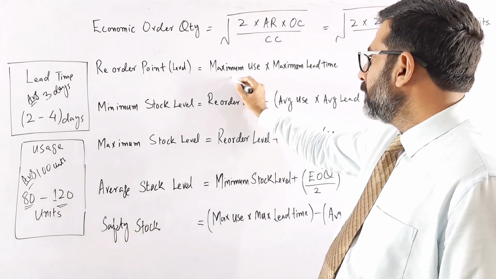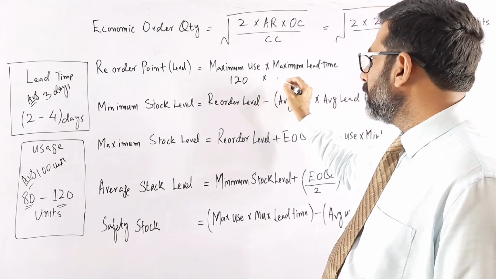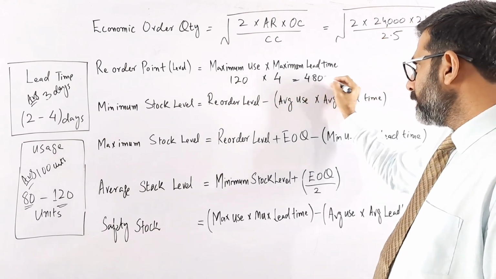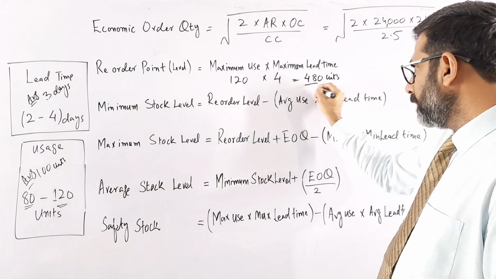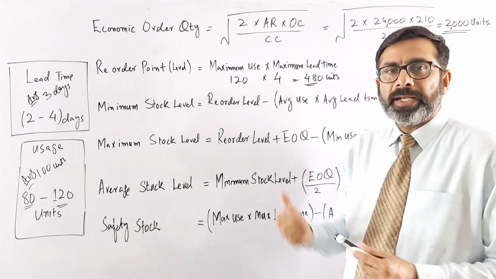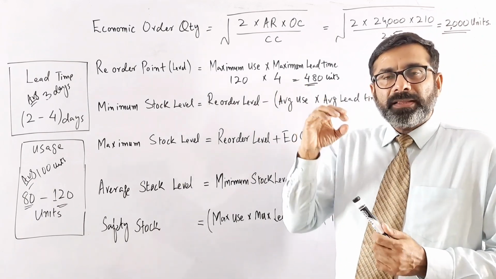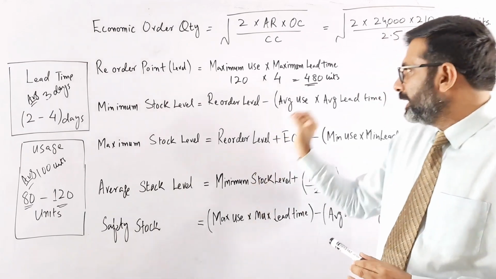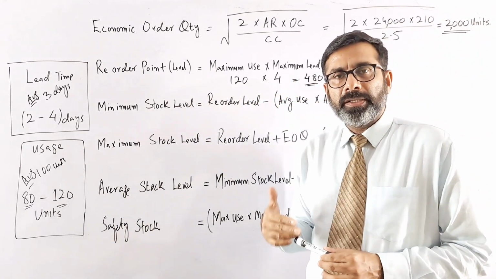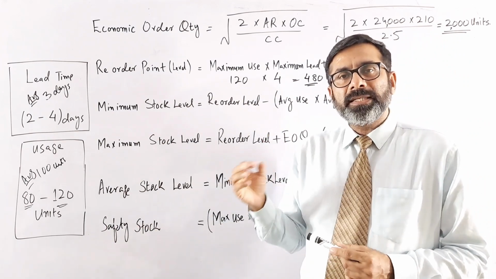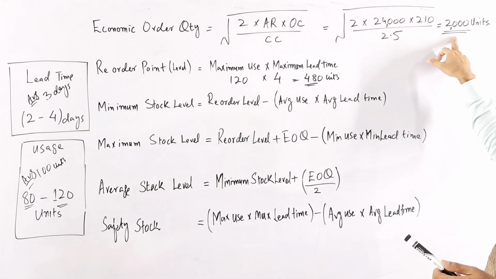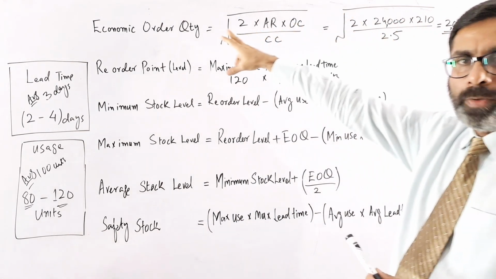So it means the maximum usage is 120 and the maximum lead time is 4, so 480 units. What is the meaning of these 480 units? It simply means that when they are left with 480 units of inventory, they should place an order. For how much should they place an order? They should place an order for 2000 units, because we have already calculated the economic order quantity.